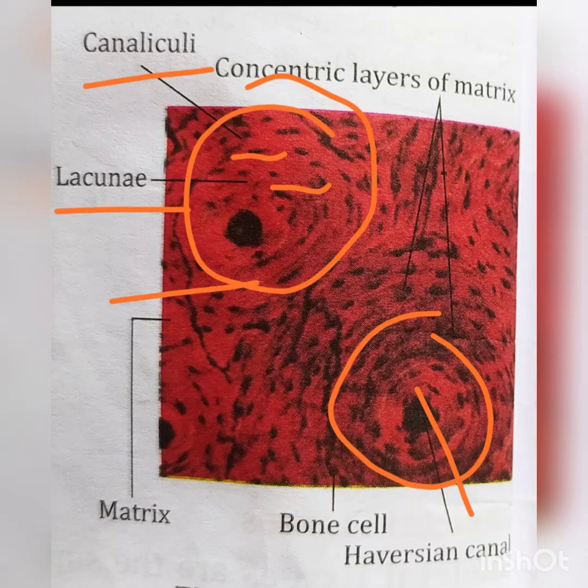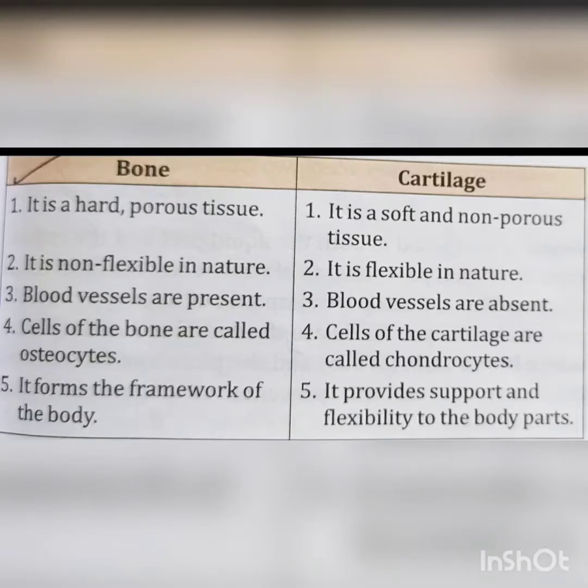Bones also contain collagen fiber. It is a type of protein. The collagen fibers give resistance to the bones. The functions of the bones are: it forms the framework of the body and it protects some vital organs such as the heart and brain. Now, the differences between bone and cartilage.